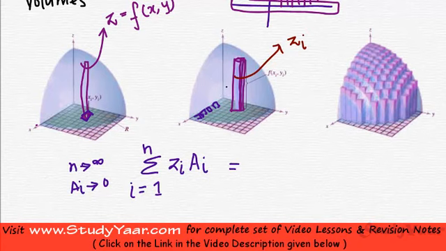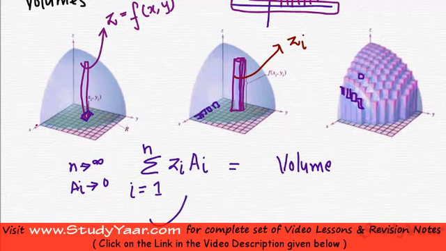Just understand, if n is not tending to infinity, then you have some extra volumes over here. Just look at these. As n tends to infinity, these extra volumes are eliminated and essentially you get the required volume.